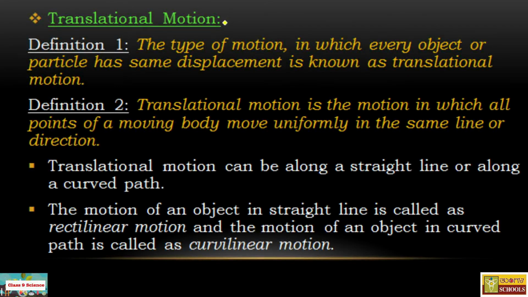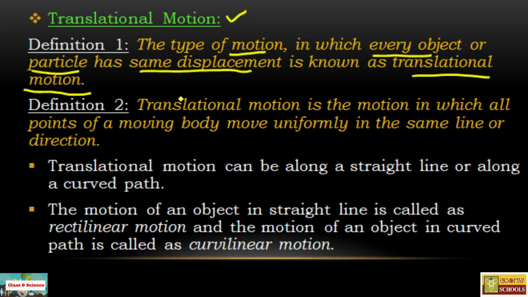Let us move to the next type of motion, that is translational motion. The type of motion in which every object or every particle has the same displacement. If the object maintains the same kind of displacement during motion, such type of motion of an object is known as translational motion.